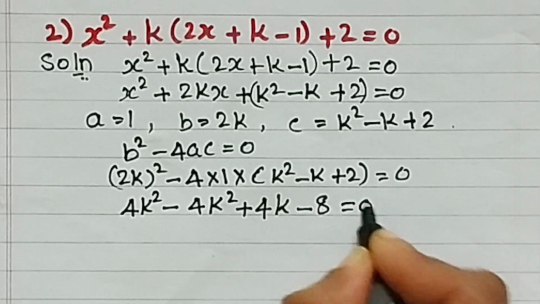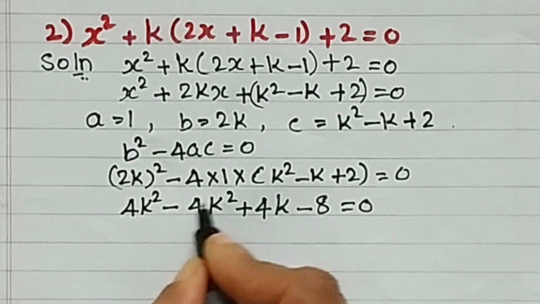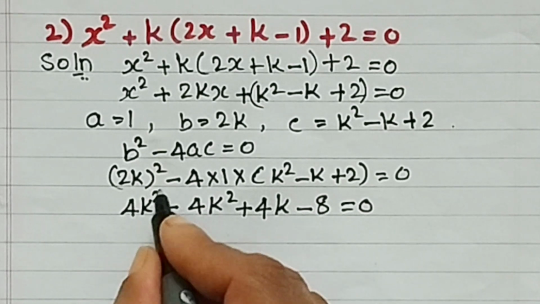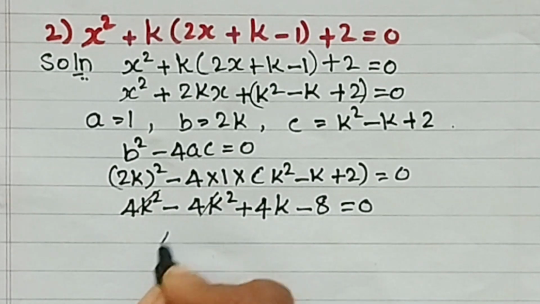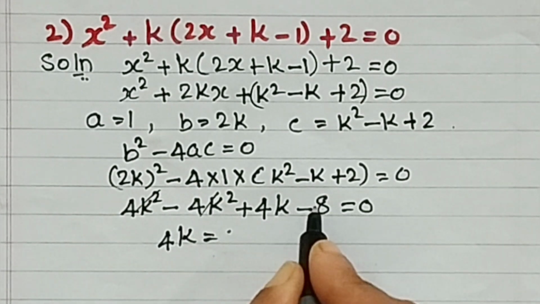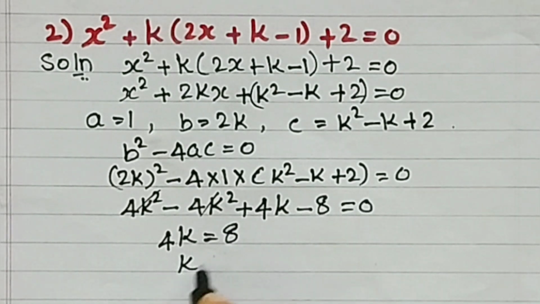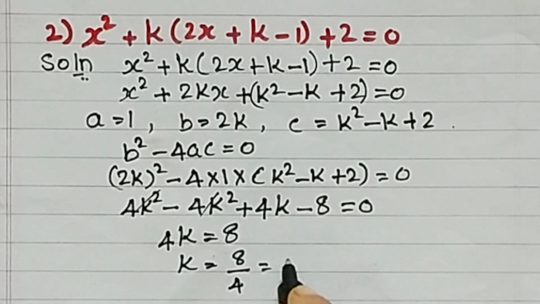is equal to 0. 4k square minus 4k square is 0, plus 4k minus 8 is equal to 0. Shifting minus 8 to RHS becomes plus 8. 4k is equal to 8, that is k is equal to 8 by 4, which is equal to 2. Value of k is 2.